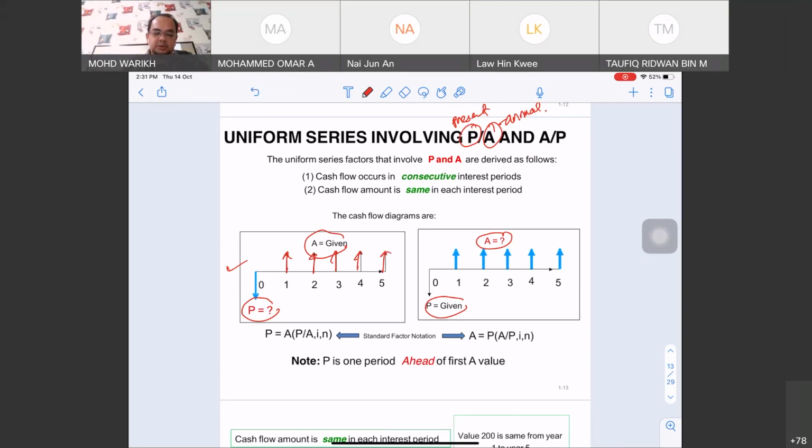So with that, you have to find P. A is given, P over A, I, N. Or you have to find A. P is given, A over P, I. Okay, make sure A over P, P over A. Make sure that you don't make a mistake.